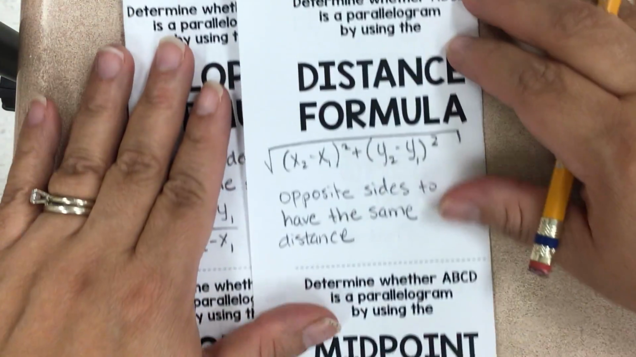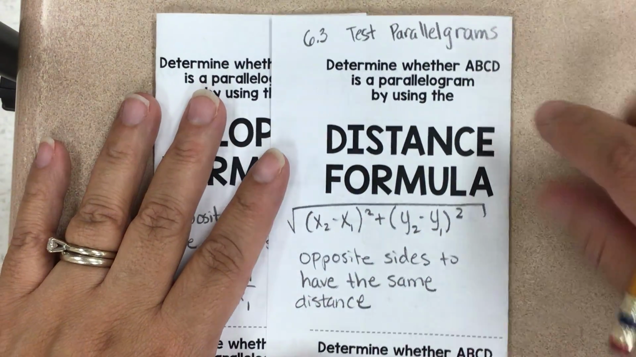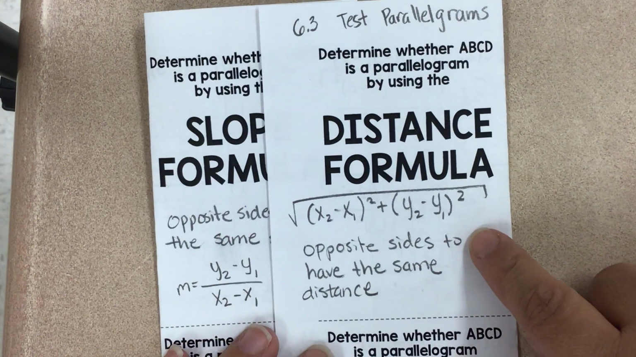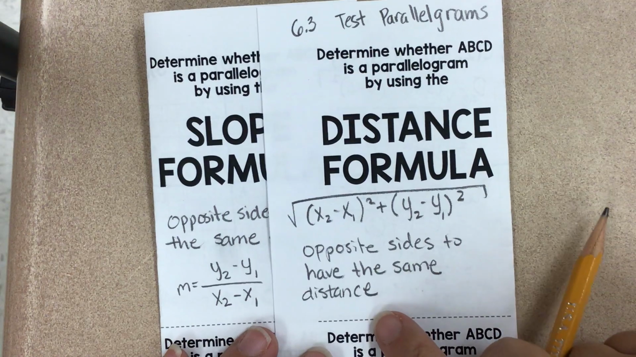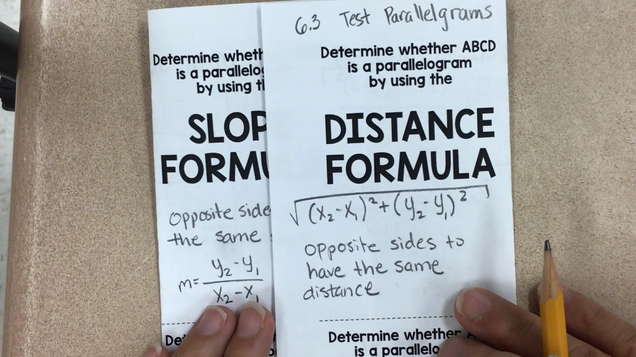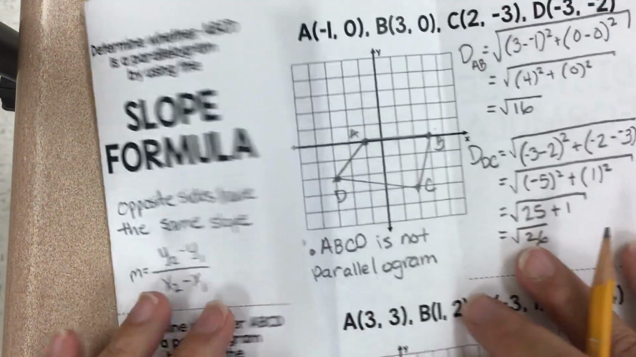The other way we can do it is by the distance formula. I have written the distance formula right here. And what we're looking for is something similar, where the opposite sides have to have the same distance. You could call it length, but they mean the same thing. Let's take a look inside.